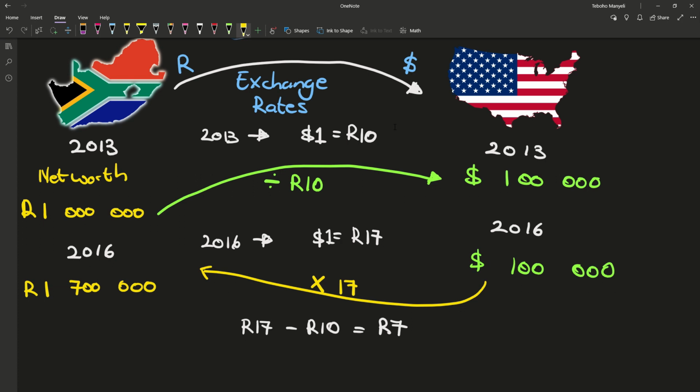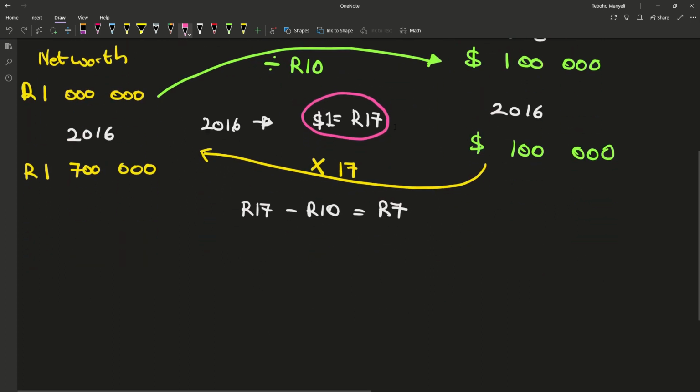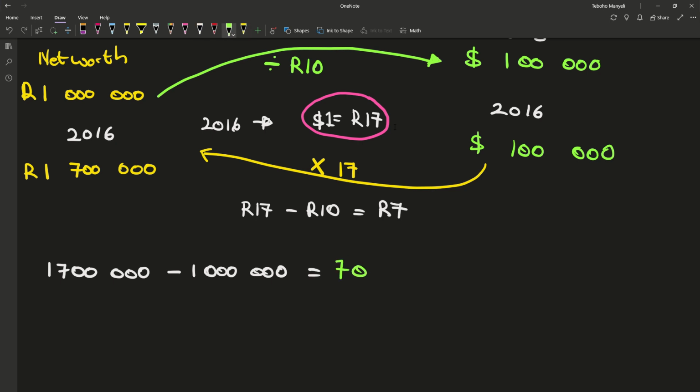So obviously the exchange rate is the most important part about trading. That's what trading is all about. So these numbers here are the reasons you make the difference. Alright, so when we take the money, let's look at the money. So you have 1.7 million. You subtract that from the original million you had 3 years ago. That gives you a total gain of 700,000 rands. Alright, so you're worth more because you converted your money when it was still less and you converted it back when it was worth more.